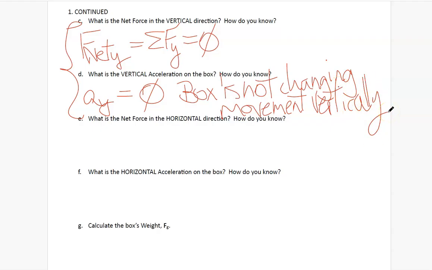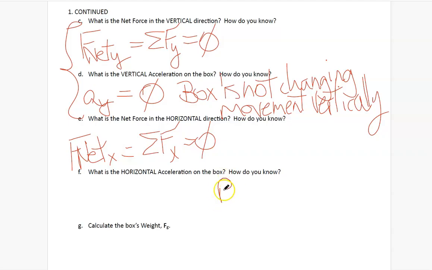Part E, what is the net force in the horizontal direction? How do you know? Well, we are told it's at a constant velocity. It said constant speed in the same direction. All right. Therefore, the acceleration in the horizontal direction is 0. Therefore, the net force in the horizontal direction, force sub net sub x, which is the same as the sum of the horizontal forces, we know this is also equal to 0.